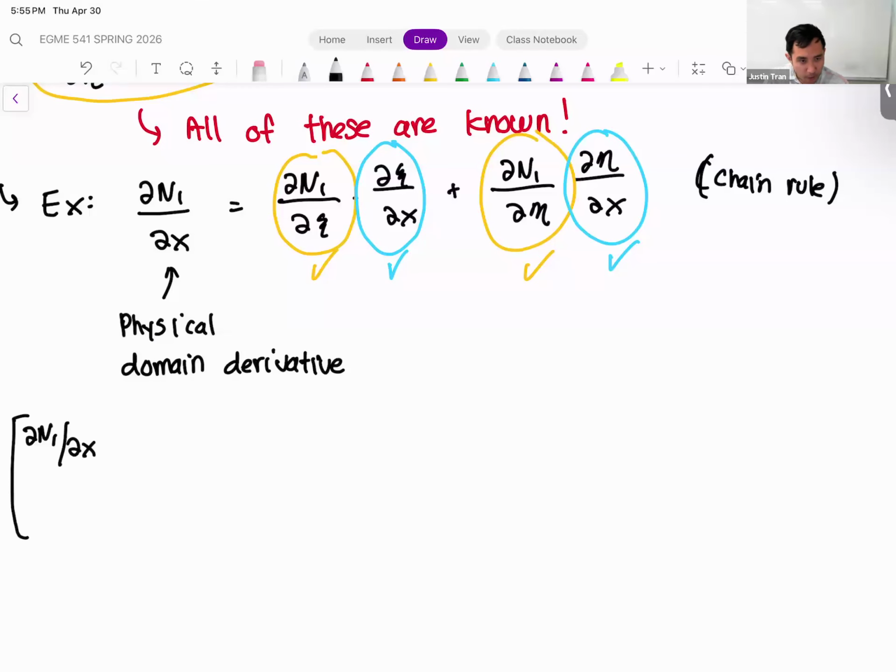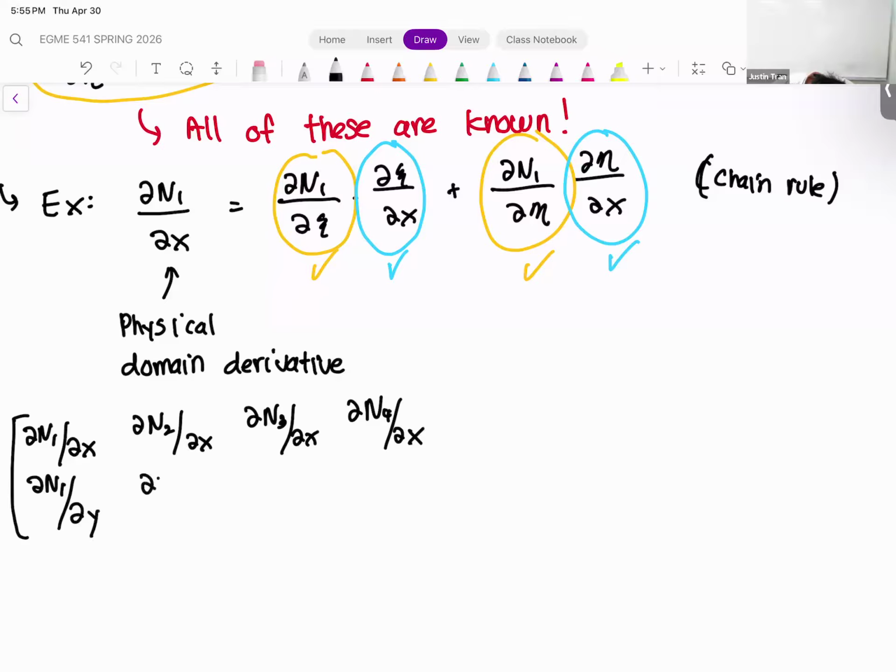Okay, so first we have the shape function derivatives in the physical domain. So we're going to repeat that here. So partial n1 partial x, partial n2 partial x, partial n3 partial x, partial n4 partial x. Okay. And we have all the derivatives in the y direction as well.